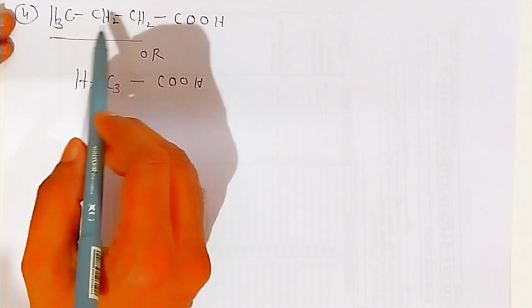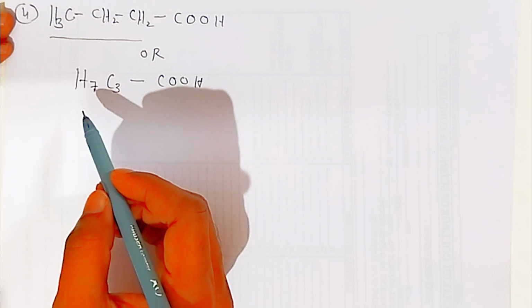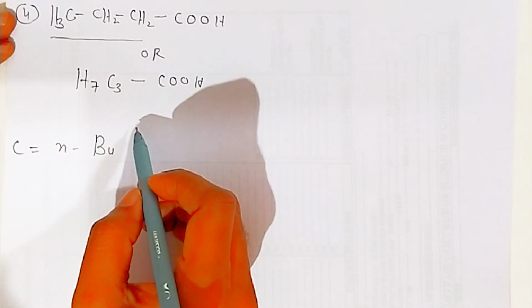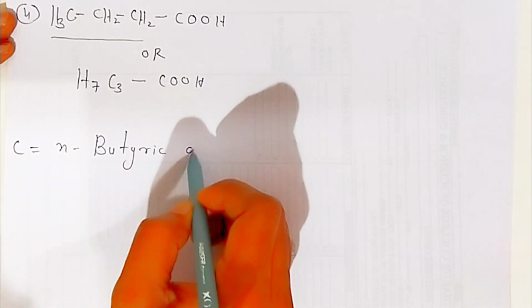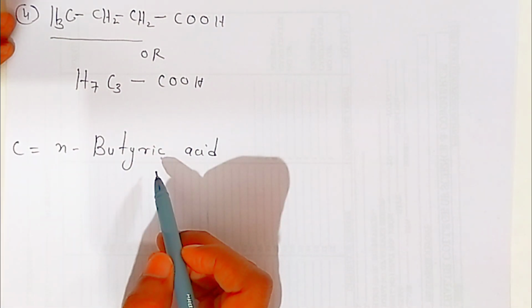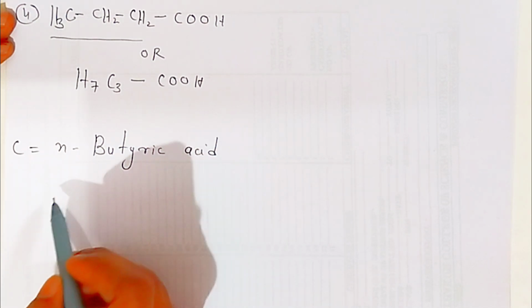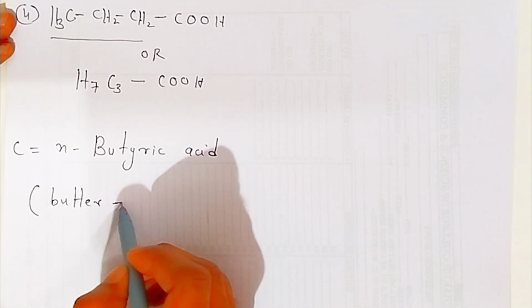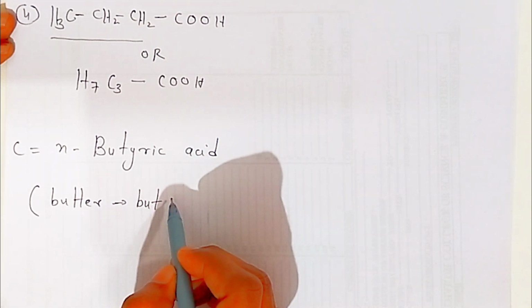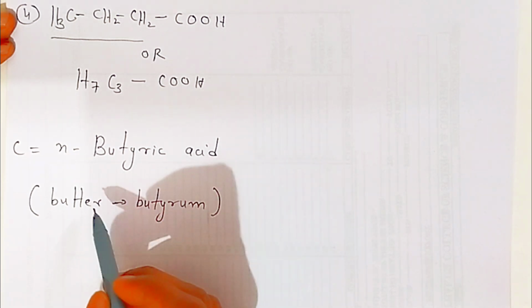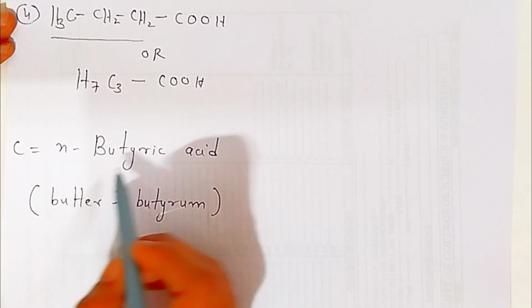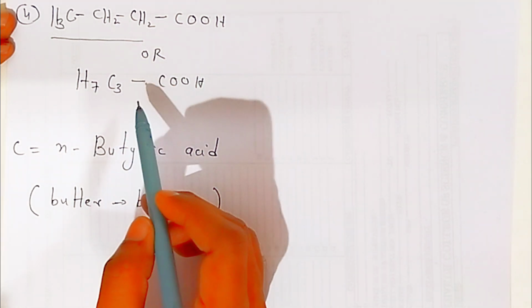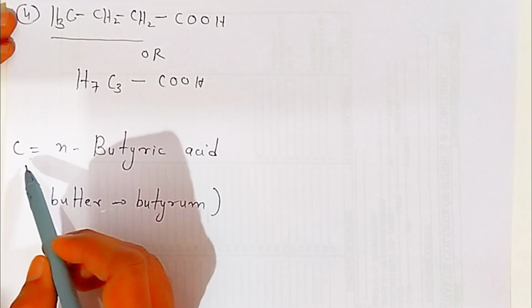Since here all are attached in series, we call it normal butyric acid. So the common name, students, is what? N-butyric acid. Why is it called butyric acid, students? Since it is derived from butter. The name is coming from butter. It is also called butyrum. Understanding? That is why it is called N-butyric acid. The molecule is always butter-like in structure, butter-like in state. When you see the state of this molecule, it is liquid, butter in nature. That is why it is called N-butyric acid.